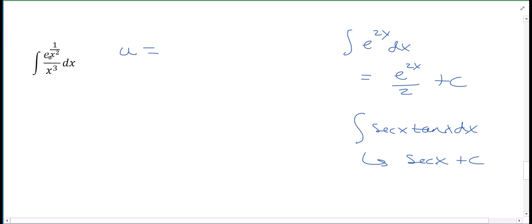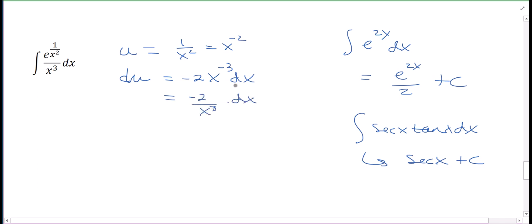So my u, let's see, if I do u equals x cubed, that's not going to help me. So let u be 1 over x squared, so the exponent of e. And then when I take the derivative with respect to x, right, this is x to the minus 2. So notice that now when I take the derivative, I'm going to get minus 2x to the minus 3 dx, which, ta-da, I get the 1 over x cubed dx. So there is my dx over x cubed.